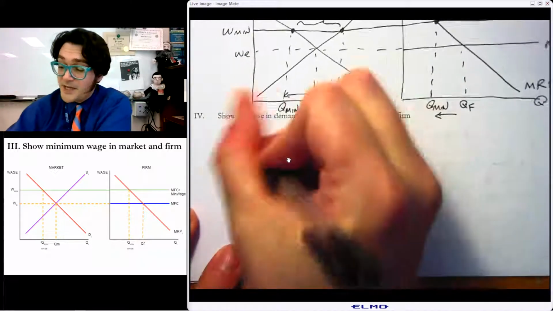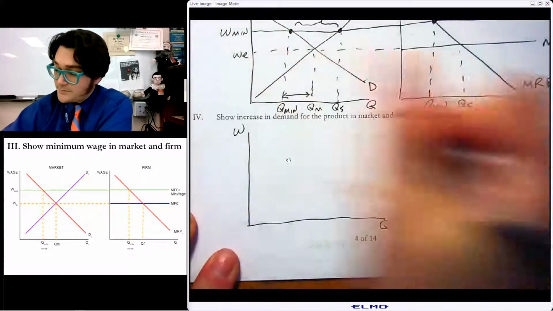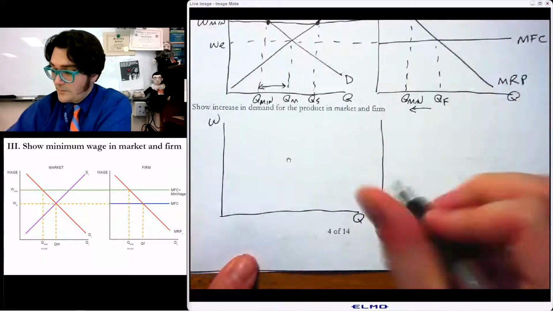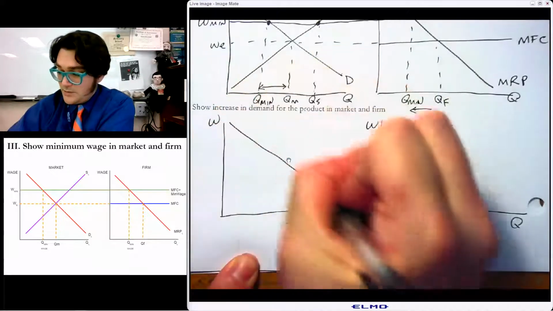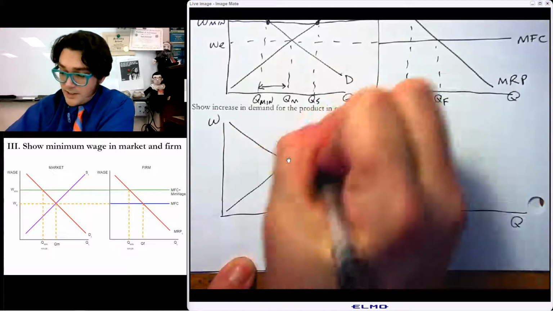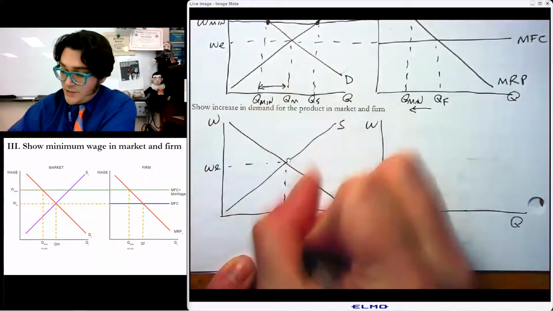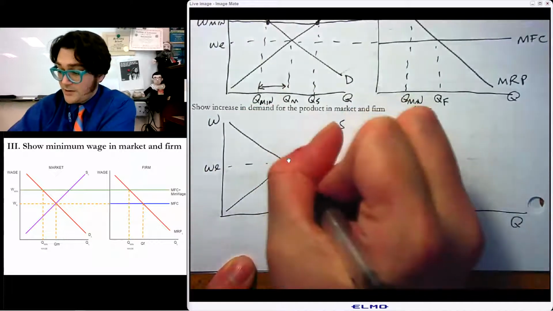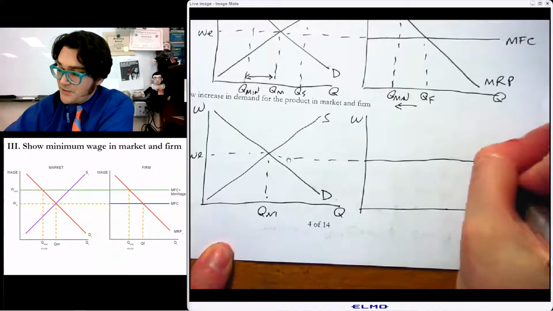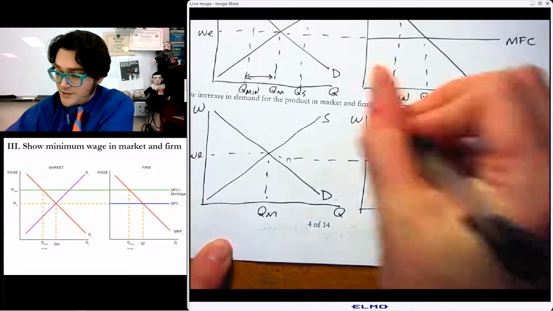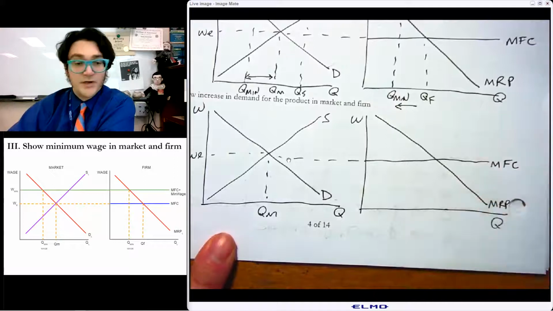I'm going to show you the increase in demand though. So we're going to start from the equilibrium. Quantity, wage, demand, and supply. And we have WE, quantity in the market. And that's what sets the MFC. Unfortunately, we don't have a marginal revenue product for this one. It just kind of is what it is. And then that's the marginal revenue product.